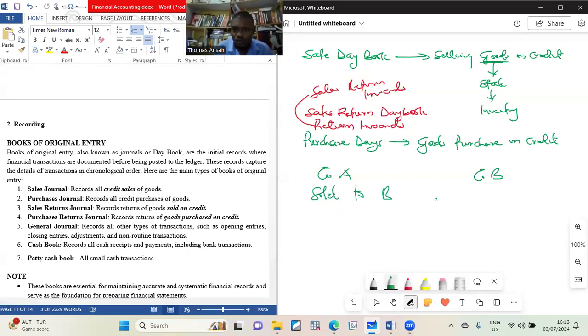So when he sells to B, what will he do? He will issue an invoice, all right? And we are talking about credit. So that is that. It means that as far as this one is concerned, company B here is a customer, and company A is what? A supplier, all right?